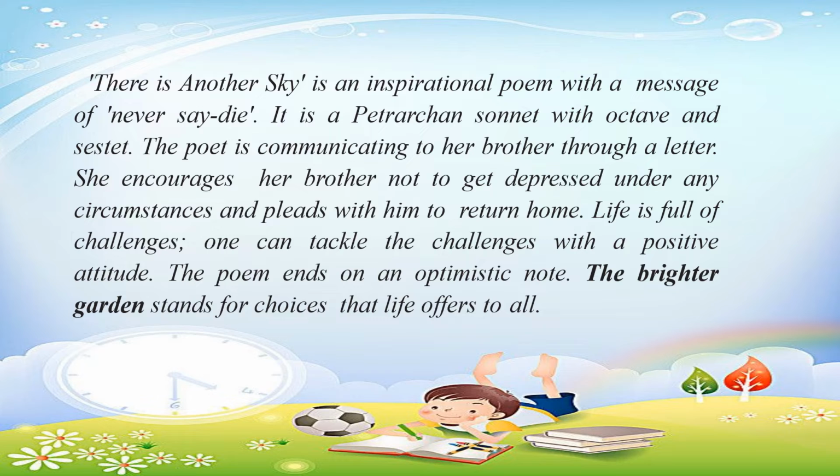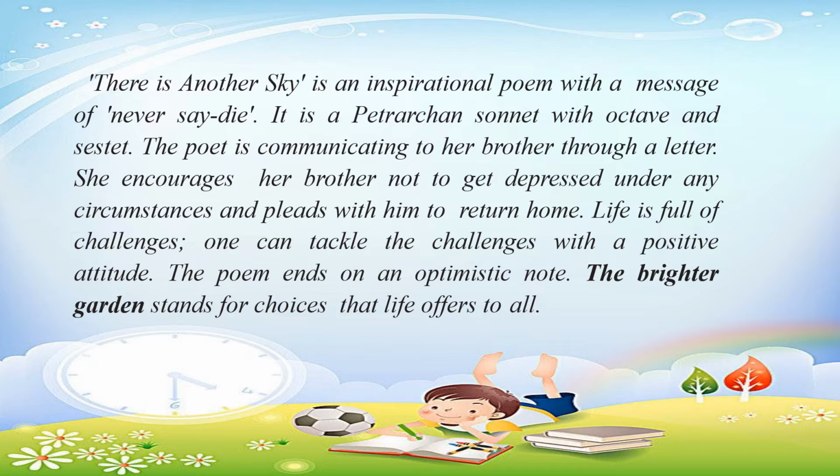Emily Dickinson's poem There Is Another Sky. This is an inspirational poem. It has a message of never say die, that is, never give up. It is a Petrarchan sonnet, that is, a sonnet which has 14 lines with an octave and a sestet. Octave means an 8-line paragraph in the beginning, and at the end there will be only 6 lines, and altogether it will be a 14-line sonnet.